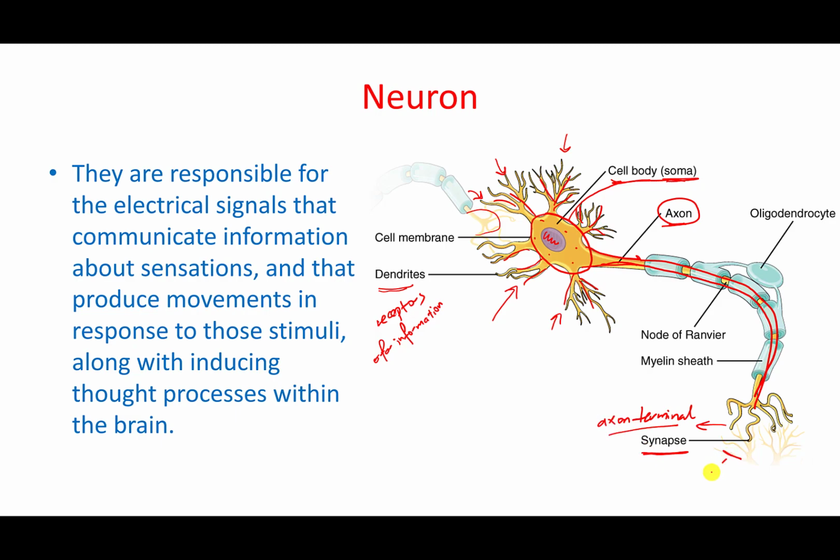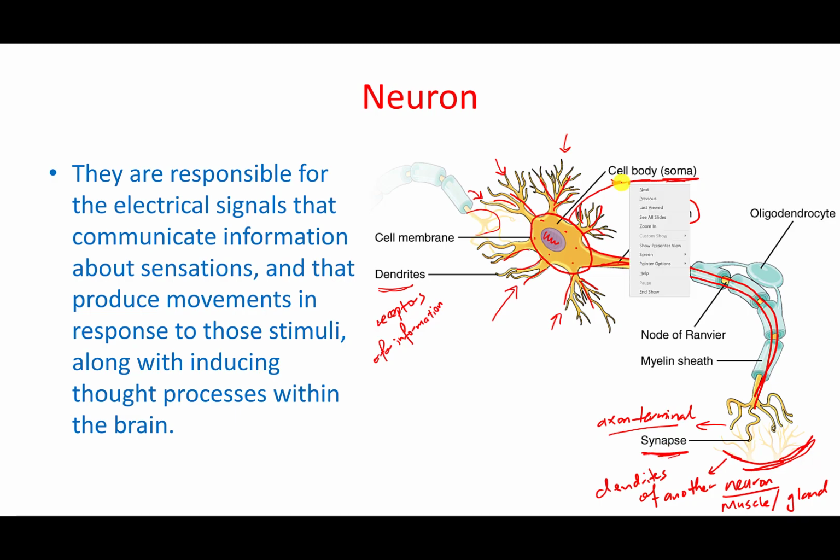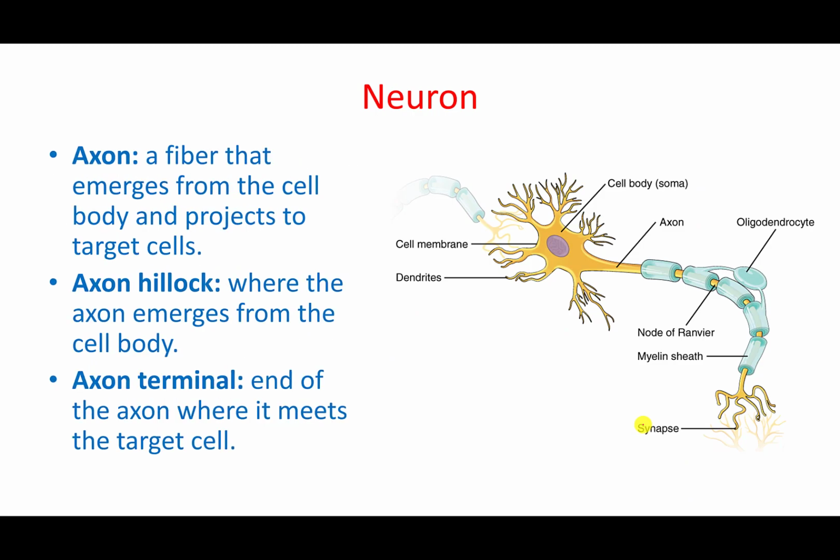They are going to form a synapse with the dendrites of another neuron. For example, in this particular example, since they already drew a neuron, but it could be a muscle, could be a gland as well. So not necessarily a neuron, but all of them are going to be called a synapse. Okay, so we have the cell body, the dendrites, the axon and the axon terminal. All of these are components of the neuron.